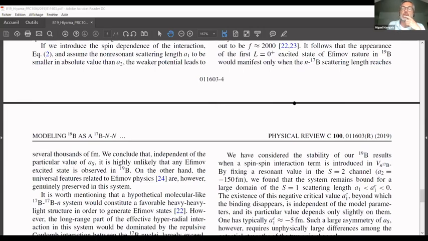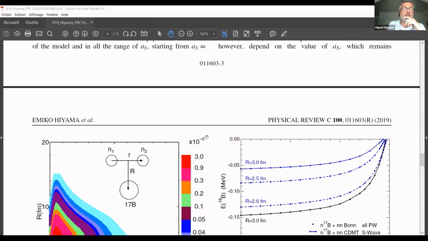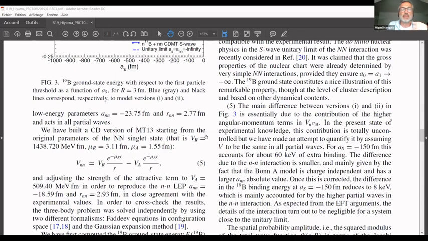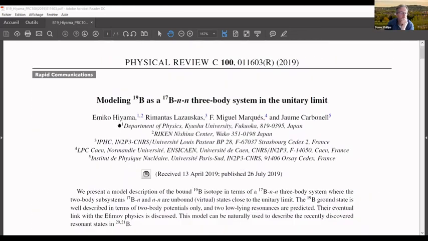So we wrote a paper in 2019 about the possibility of Efimov states in boron 19. The motivation for searching in boron 19, this paper was in collaboration with Hiyama-san, Lathauskas, and Carbonell.